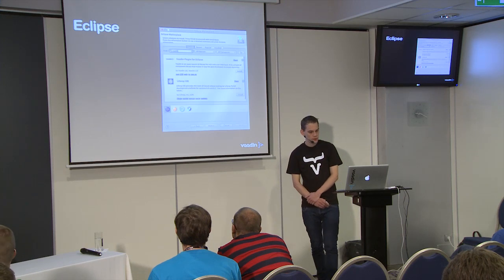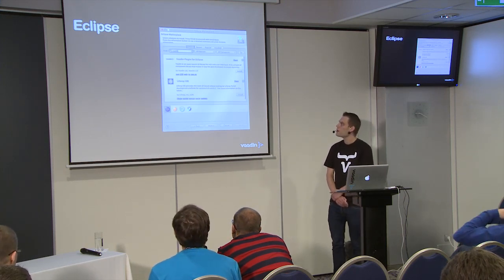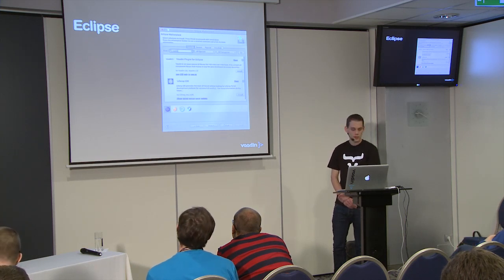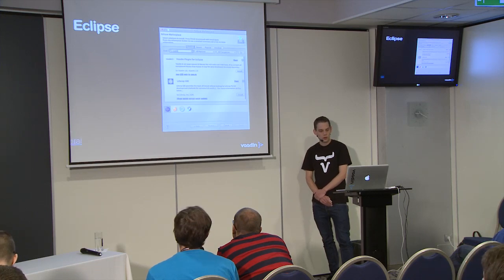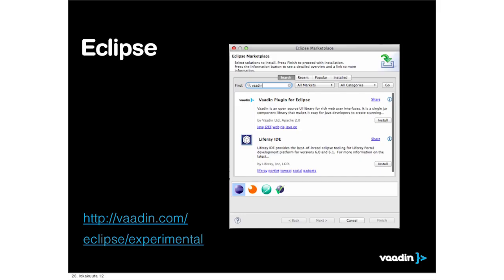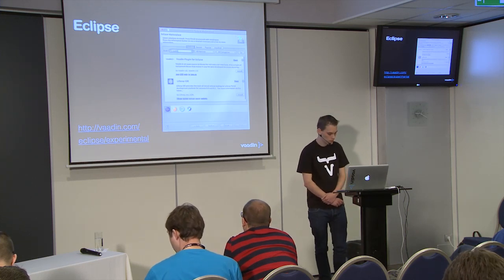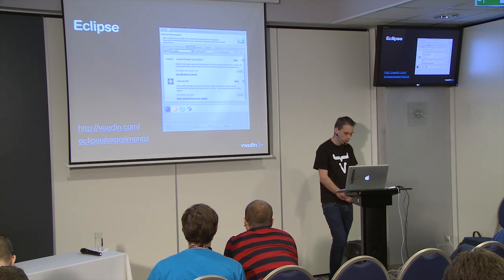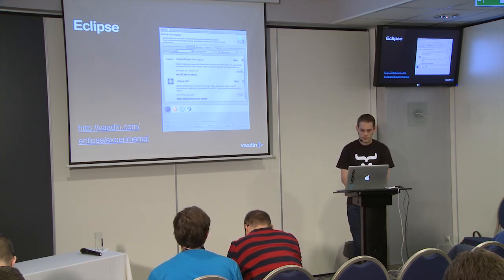The Eclipse plugin can be used, for example, to generate the project skeleton for you, and you actually have a working Vaadin application after that. If you want to test Vaadin 7 with the Eclipse plugin, you need to download an experimental version of the plugin, because Vaadin 7 is not yet stable. But when Vaadin 7 is stable, then you can of course use the version from the Eclipse Marketplace.